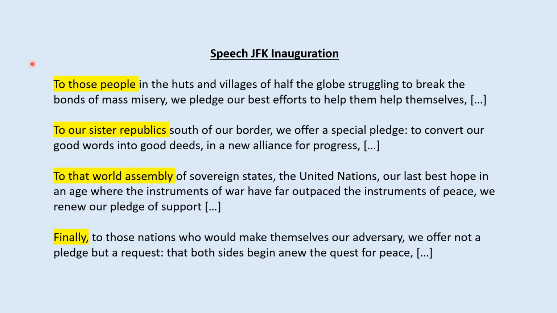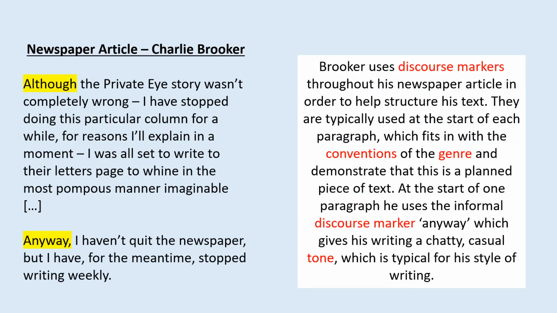So you can see here that the discourse markers have been used to structure the text and provide it with a pattern. So you've got one paragraph starting with "to those people," the next one "to our sister republics," then "to that World Assembly," and then ending with "finally." Each one of these paragraphs is starting with the word "to" and then moving on to address a different group of people who are likely to be listening to this speech. Here then the discourse markers are playing a huge part in the structure of his speech and have been used in a way that is likely to be memorable for the audience as well.